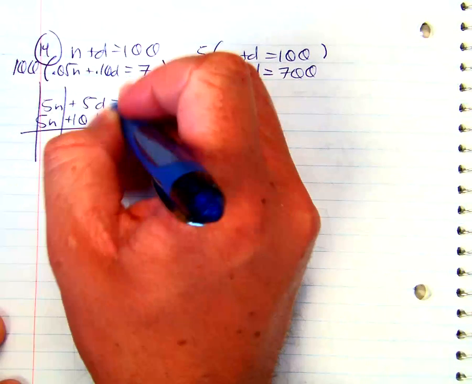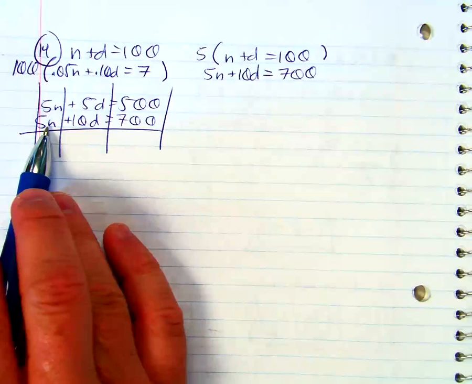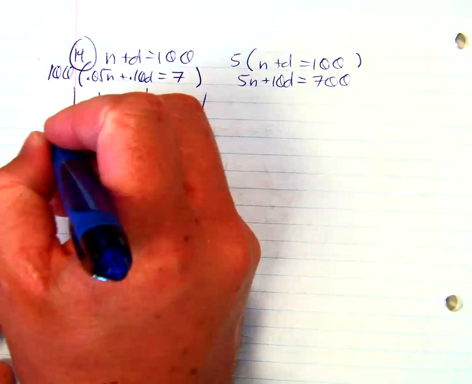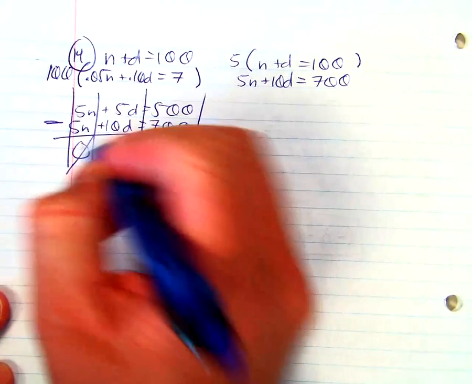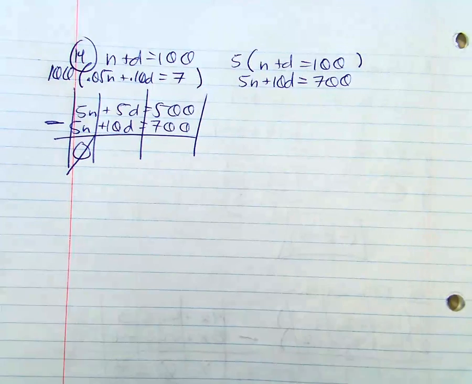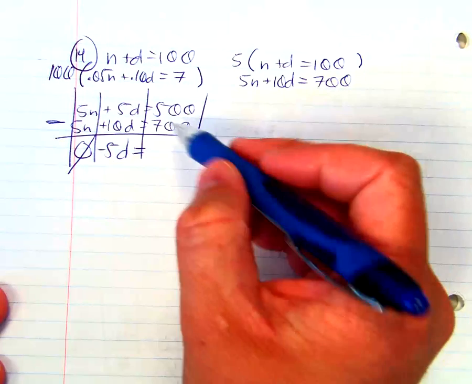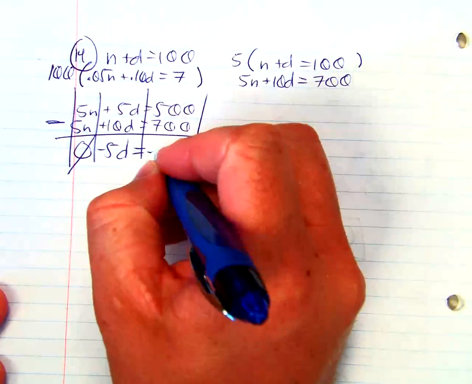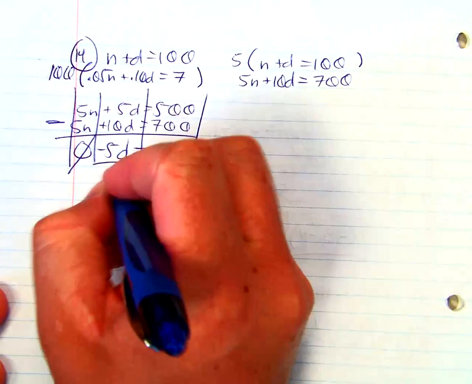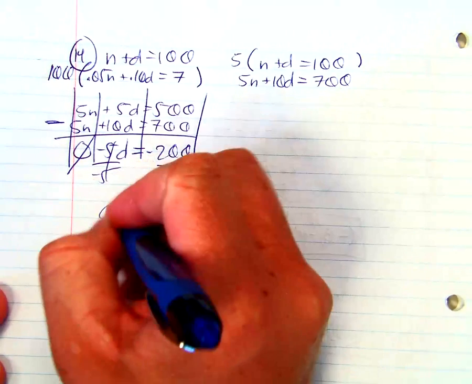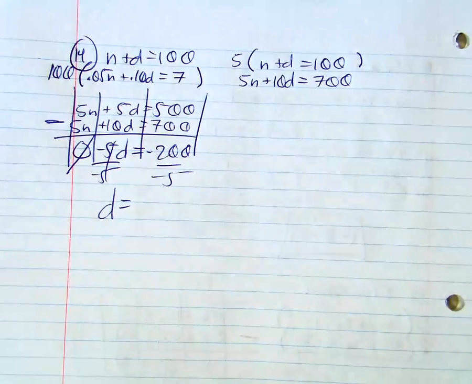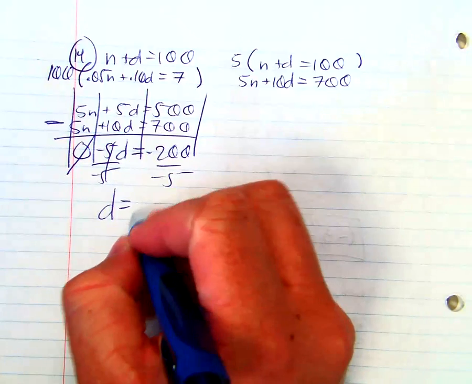Now, if I set up my columns for elimination, the n's already match. I need to subtract them. 5 minus 5 is what eliminates. 5 minus 10 is going to give me a negative 5d, and 500 minus 700 gives me a negative 200. If I divide by negative 5, I get that d equals, the number of dimes that I should have here is 40.